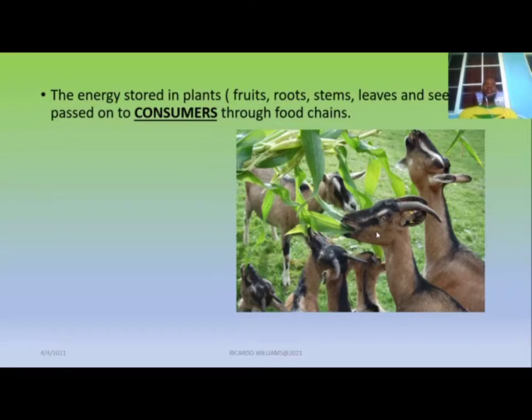It's stored in the leaves of some plants, things like callaloo, cabbage, lettuce, broccoli, pak choy. It is stored in the seeds of some plants, things like peanut, beans and peas, coconut, and other parts of the plant, right? So the energy that the plant makes is stored and is passed on to consumers through the food chain. When consumers feed on the plants, they obtain the energy that is stored in there. In the picture you can see some goats feeding on the corn.